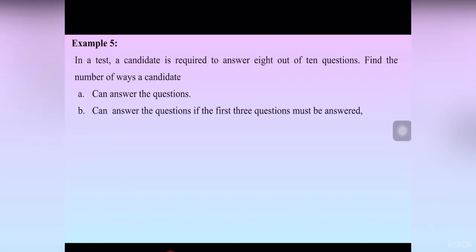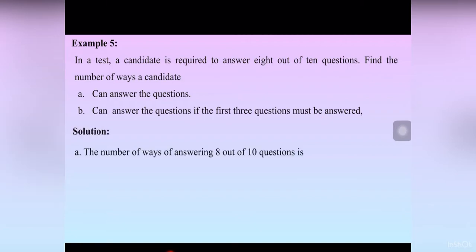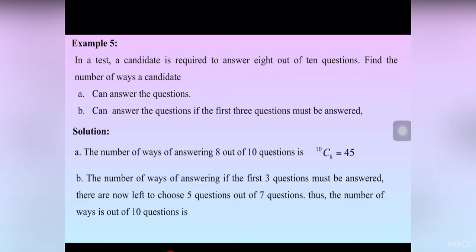Example 5. In a test, a candidate is required to answer 8 out of 10 questions. A. Find the number of ways a candidate can answer the questions. B. Find the number of ways if the first 3 questions must be answered. Solution. The number of ways of answering 8 out of 10 questions is 10C8 equals 45 ways.